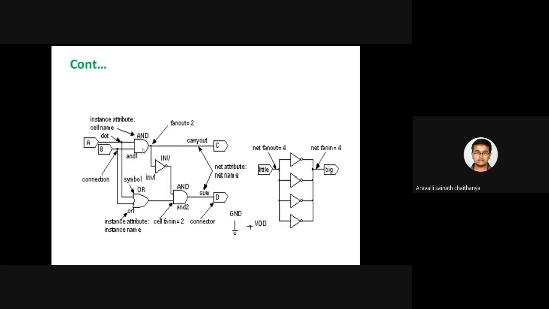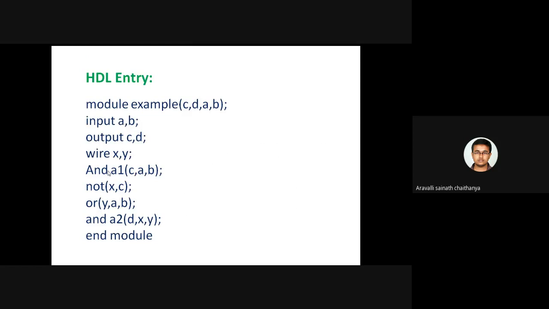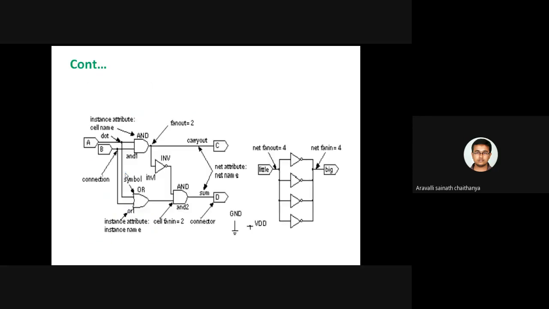Two AND gates I am using. This is my first AND gate, let me call it AND one. And this is my second AND gate, AND two. Let me call the first AND gate A1, and the output of this AND gate is directly C.